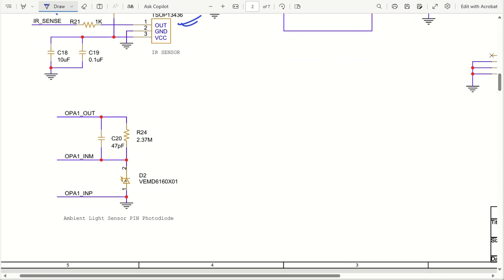Coming back to the photodiode or ambient light sensor. The ambient light sensor has been used, again from Vishay. This light sensor will give you an understanding of how much light is there in your environment, and based on that it will generate a signal. This will be measured by your ADC, and the ADC will give you an understanding of the value of your ambient light, whether it is dark, normal, or quite bright. So all these things can be taken care of.